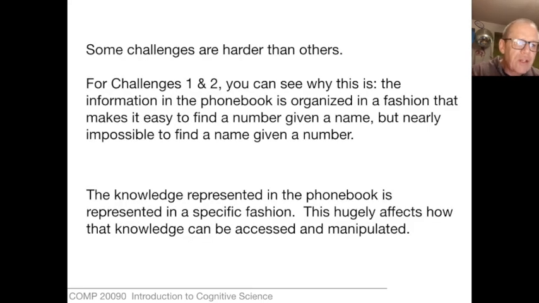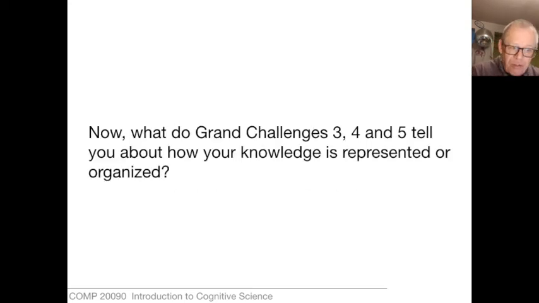So those 5 little challenges tell us something. In challenge 1 and 2, they tell us that the information in a phone book is organized in a way that supports some tasks and makes others desperately difficult, even though they're still theoretically possible. Challenges 3, 4, and 5 tell you something about how your knowledge is represented. Your knowledge about bands in the first 2 instances, and your knowledge about English phonology in the last one.